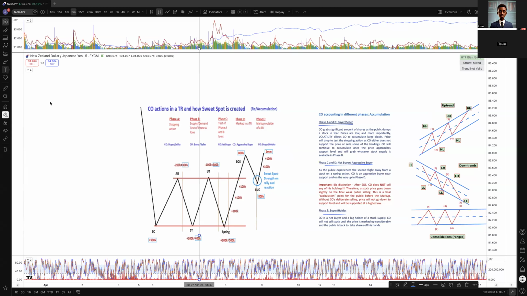And another thing, with volume spread analysis, there are a few laws that dictate volume spread analysis. So it's the law of effort versus result, the law of cause and effect, and we also have the law of attraction.